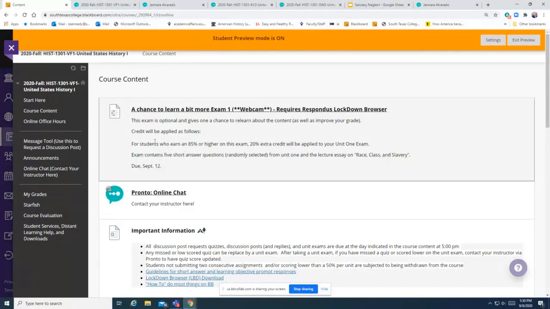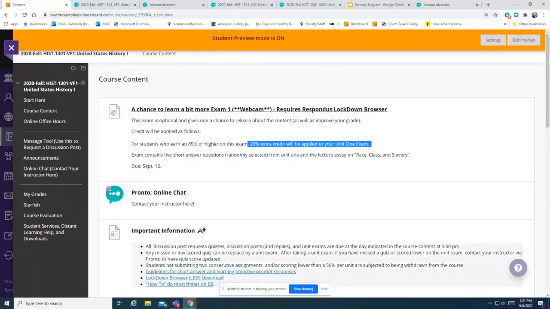Again, this is an optional assignment. You don't have to do it. It's just a way to improve your grade and to learn a little bit more about the topic in case you were a little bit rushed when you were preparing. But basically, if you earn an 85% or higher on this exam, 20% extra credit will be applied to your Unit 1 exam.